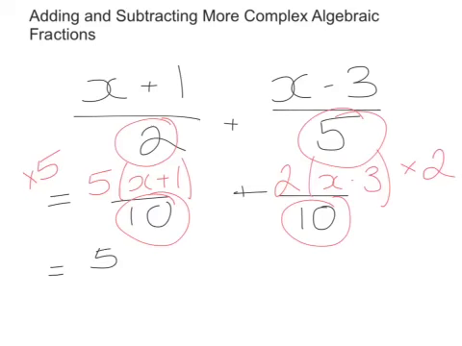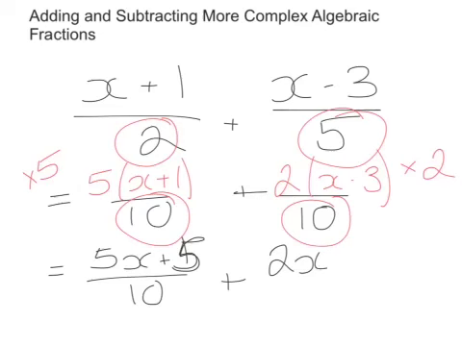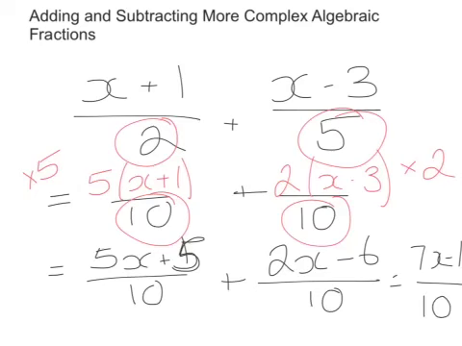We're going to have 5x plus 1 over 10, 5x plus 5, plus 2x minus 6 over 10. And now, again, we're adding those top lines, but we're trying to collect our like terms. So 5x and 2x is 7x. 5 minus 6 is minus 1, and that's all over 10.